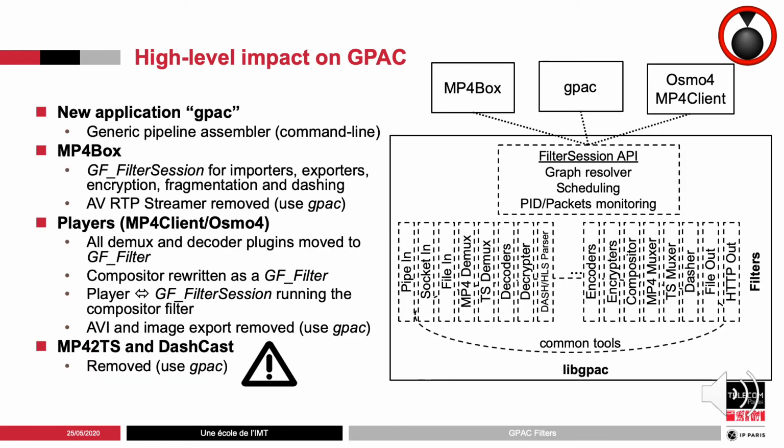So the high-level impact of this rearchitecture can be summarized as follows. We introduced a new application called GPAC. Its only purpose is to let users define their own media pipelines. MP4Box has been rewritten to use filter sessions whenever possible. So that means that importers, exporters, encryption, fragmentation, dashing code has been moved to filters. The old RTP streamer from MP4Box has been removed because it only supported MP4 inputs, and we now have an RTP output filter that can consume any input supported by the framework.